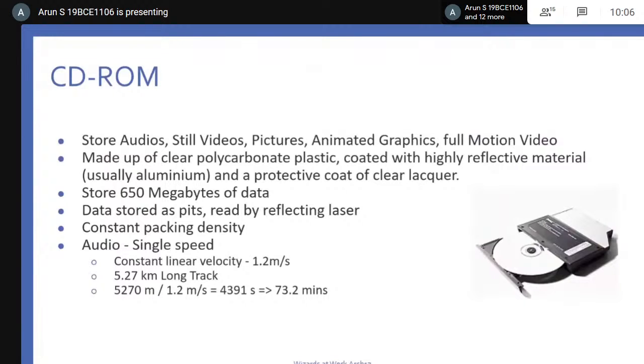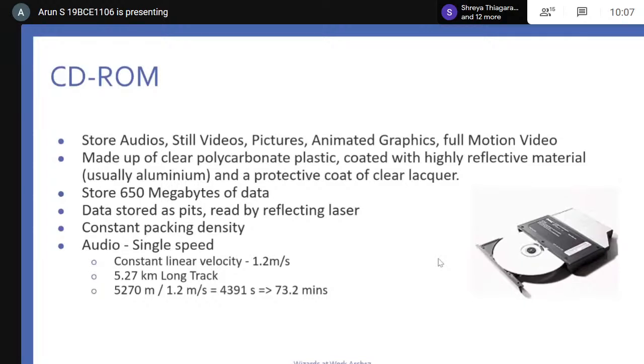It has 3 layers. CD-ROM has a transparent substrate made of clear polycarbonate plastic on its base. The base is coated with a highly reflective material, which is usually aluminum, and this reflecting layer stores data. On the reflecting layer, there is a protective coating of clear lacquer. A CD-ROM can store about 650 megabytes of data, which is roughly some 3 lakh typewritten pages.